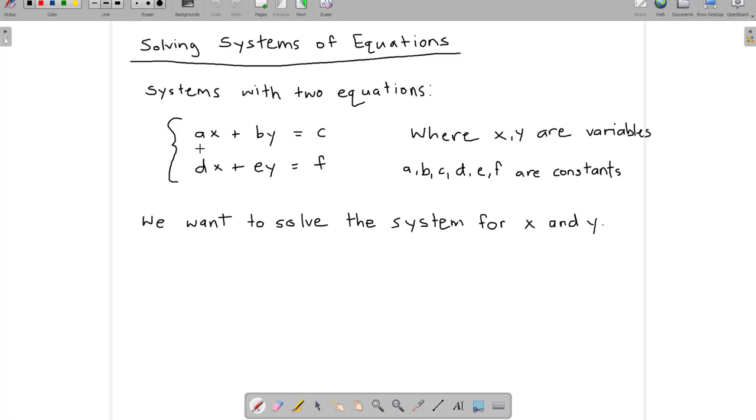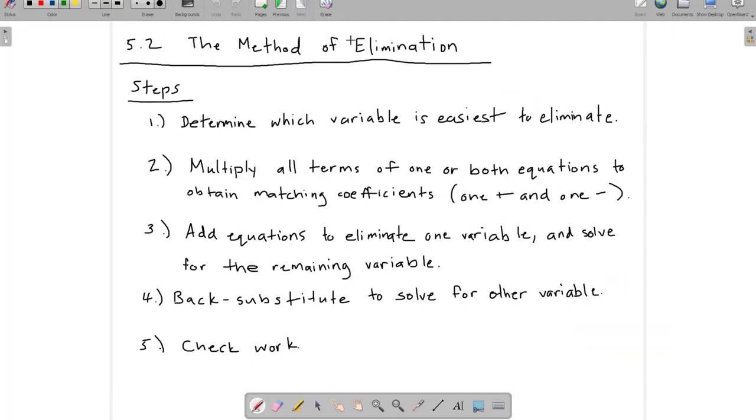So here, I'll edit this real quick. If I multiply this whole equation by d, so they all get a factor of d, and then the second one by negative a, perhaps, then you can see that these coefficients now match. So if I add these equations together, this variable will cancel out. So that is the idea of elimination. Let's go through the steps on how that will work.